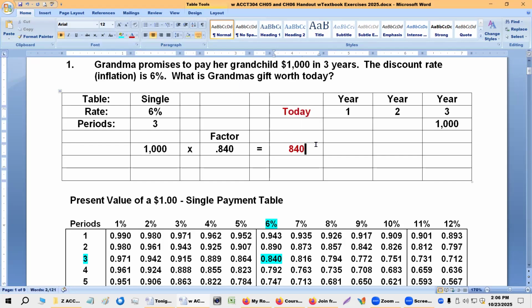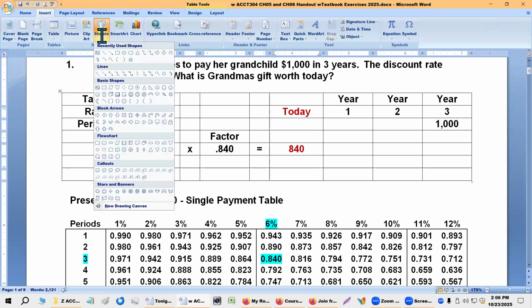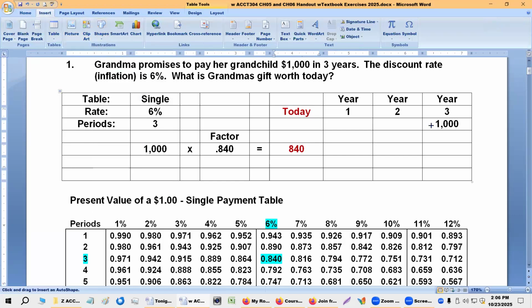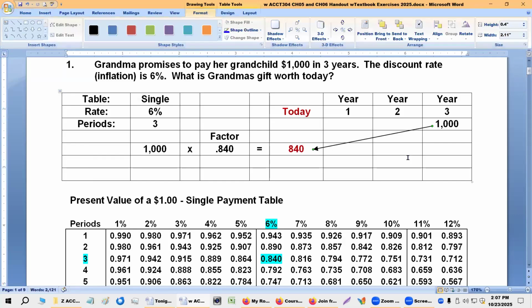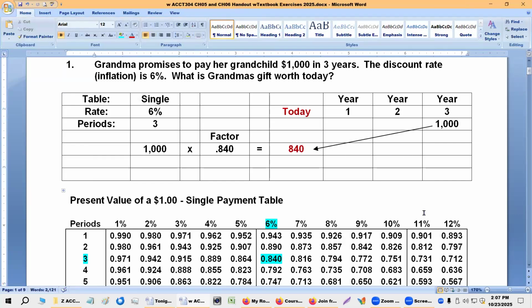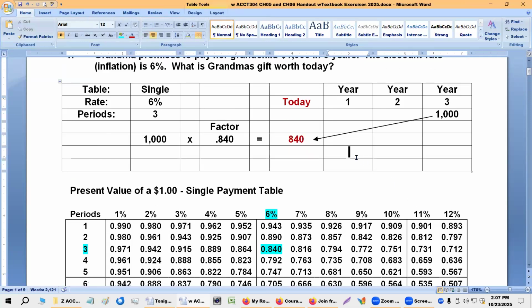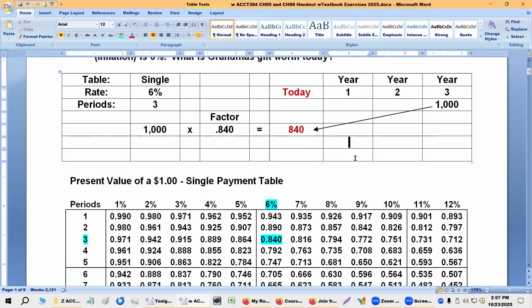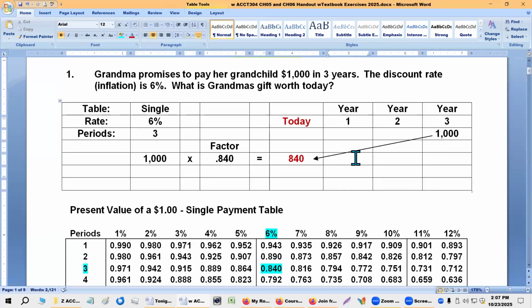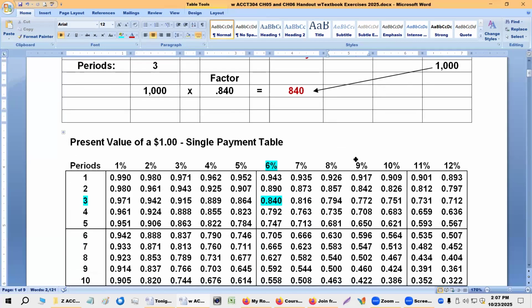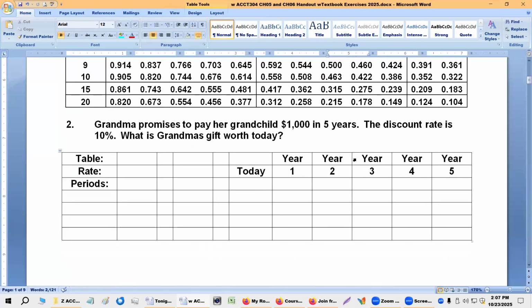So this is the time value of money. This is bringing this money back to today, just to see what it's worth. I'm sure you guys had this in other classes too. So, any questions on that? Good. Let's go to the next one.